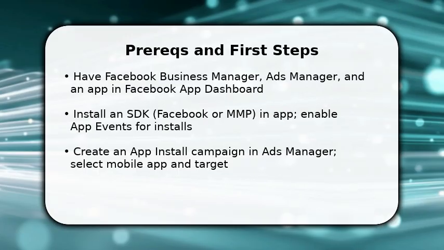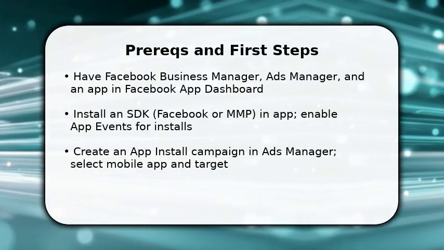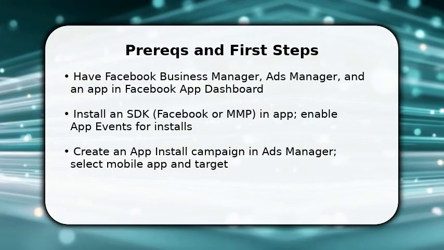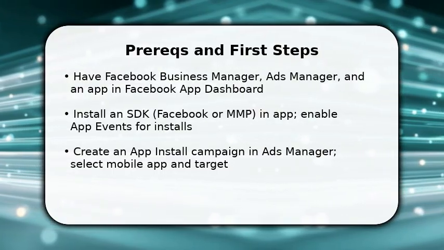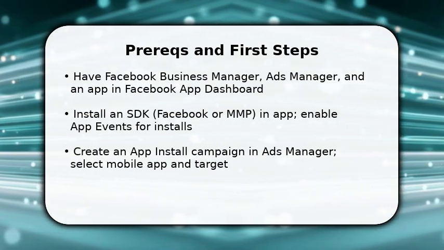Next, open Ads Manager and pick the app installs objective. Select your app and platform, choose audiences and placements. This fast sequence ensures the ad system can receive install signals, so tracking can begin immediately.